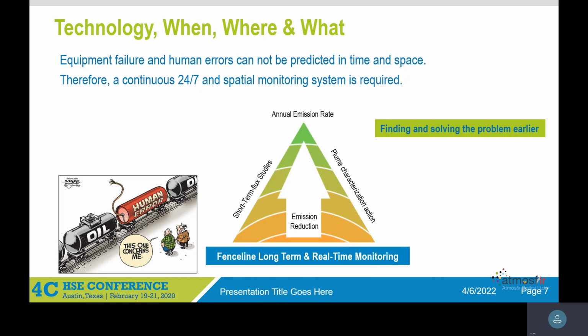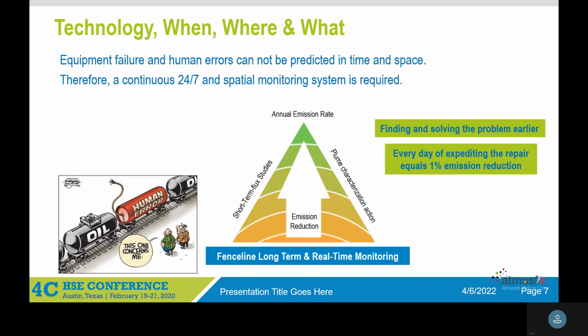The idea is to find and solve the problem earlier. If you correlate it to an LDAR project, every day that we expedite the repair, we save 1% of the emissions. It takes 100 days between each LDAR cycle. So if we find it on the first day, we save 99% of our emissions just by time. No added money into it.